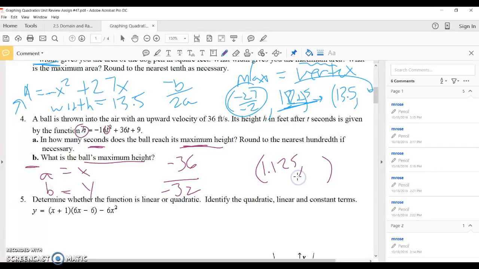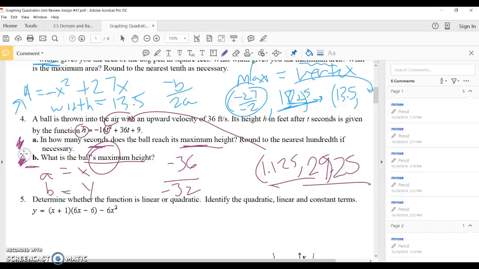.125. Now I'm going to take this number, plug it in for t, and find my h. Which gives me 29.25. Again, anytime you see max, it's going to be a vertex. And probably part A will be like the x or y value, and part B will be the other part of the x or y value.